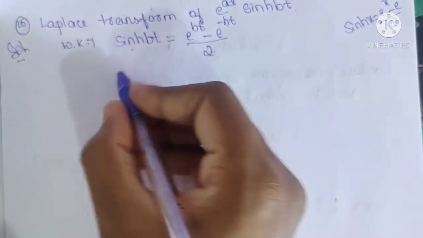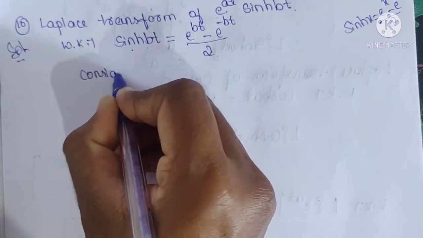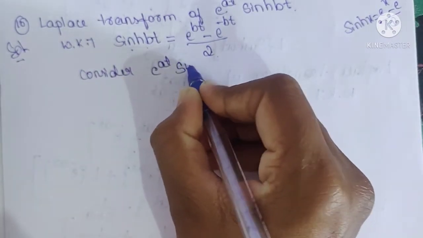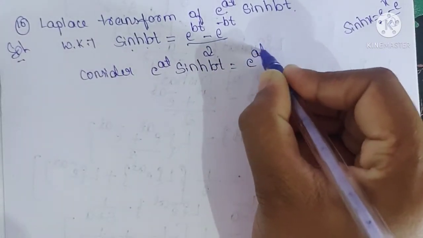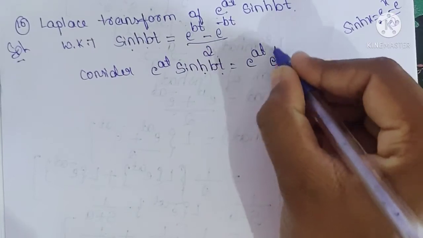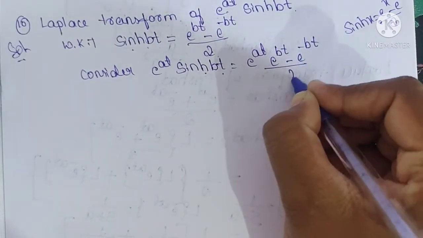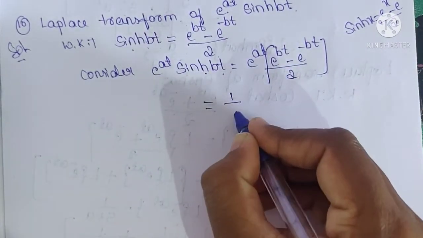Here e power at is there. Consider e power at into sin hbt, which is equal to e power at as it is. Sin hbt is e power bt minus e power minus bt divided by 2. The 1 by 2 stays as it is.